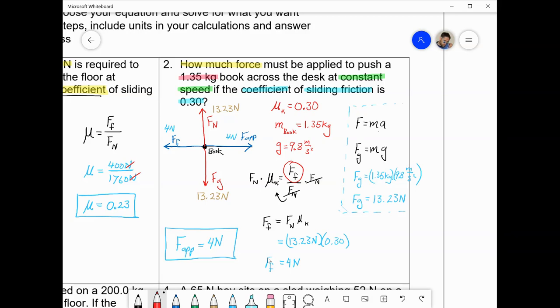But there's more here than just being able to move stuff around. You really have to understand what's going on in order to make sense of it, which is why a problem like this is pretty involved. You have to recognize that the force of friction is equal to the applied force when we know that they have a constant speed. And we have to know that 1.35 kilograms is not a force, and that we're going to have to figure out what the force of gravity is based on that mass.